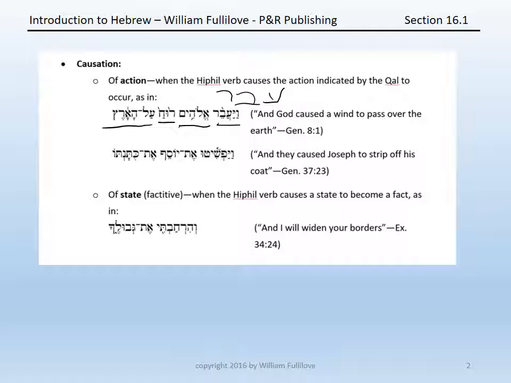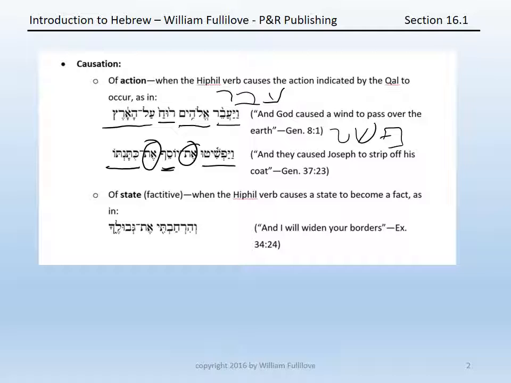In Genesis 37:23, we have Vayafshitu et Yosef et kutonto. Vayafshitu is a Hiphil narrative, third masculine plural of the root pe, shin, tet, to strip off in the Qal, but in this case they caused et, marker of the definite direct object, Yosef, they caused Joseph to strip off et, another marker of the direct object, his coat.